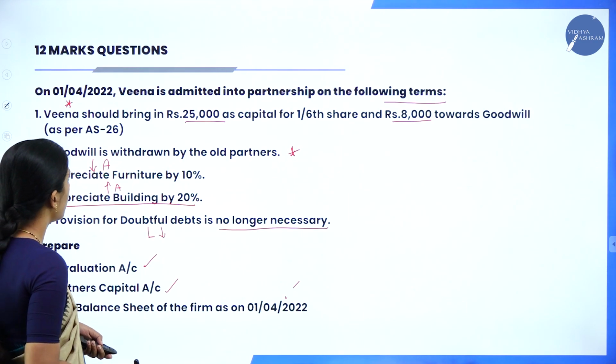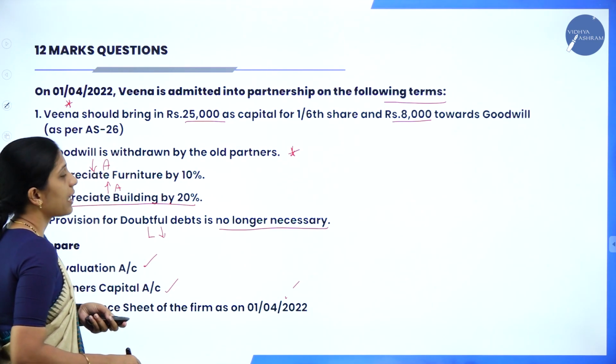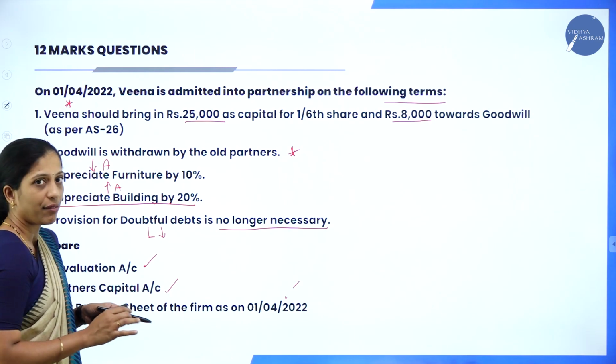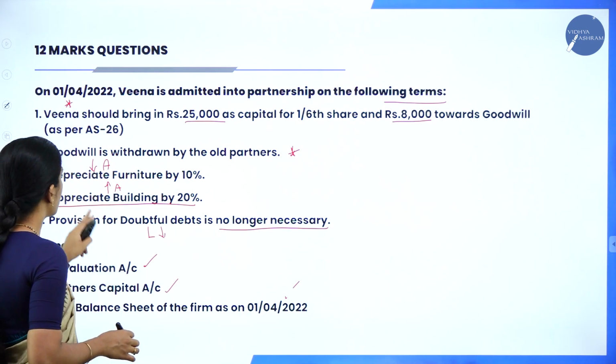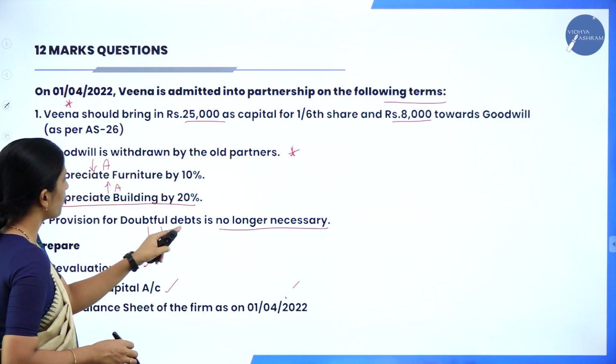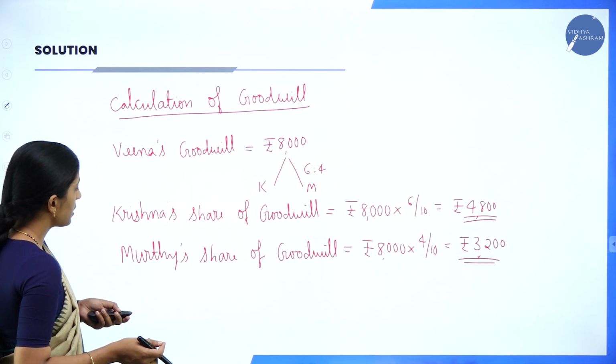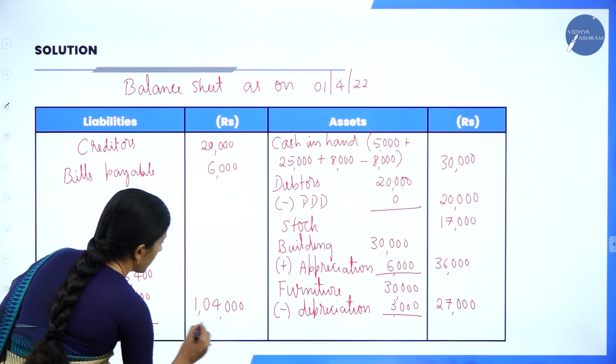Now let us see whether we have recorded all the adjustments. So balance sheet is done. Veena should bring capital as well as goodwill. We have taken them. Goodwill is withdrawn, we have taken. Next, depreciation on furniture taken, appreciation taken, provision for doubtful debts no longer necessary, we have taken. Now let us balance. Let's see whether our balance sheet tallies.